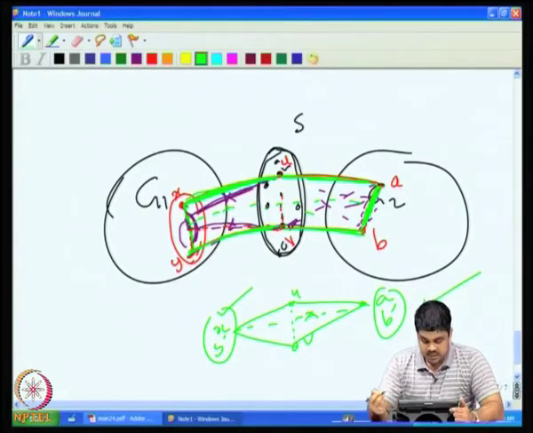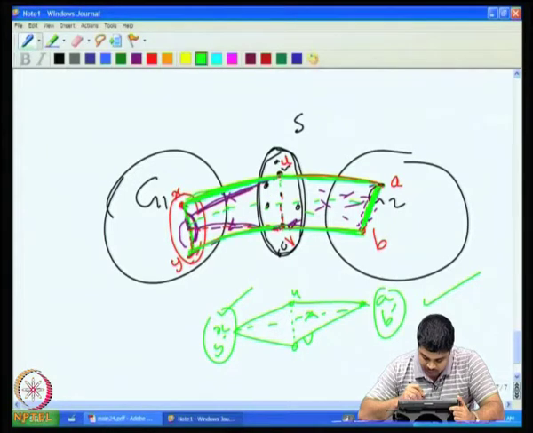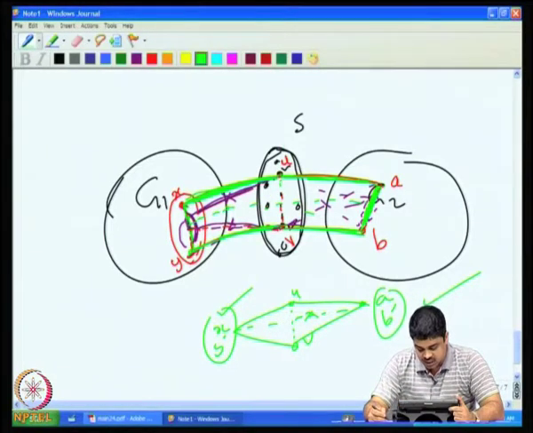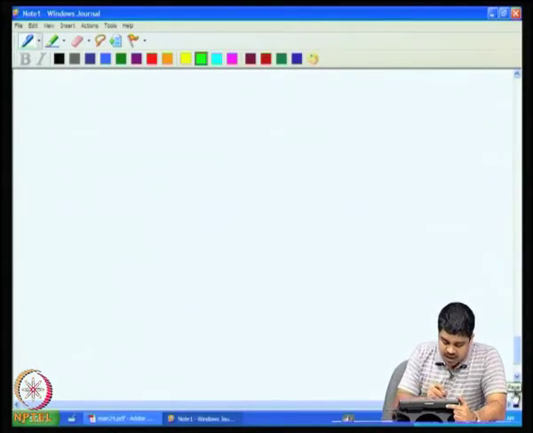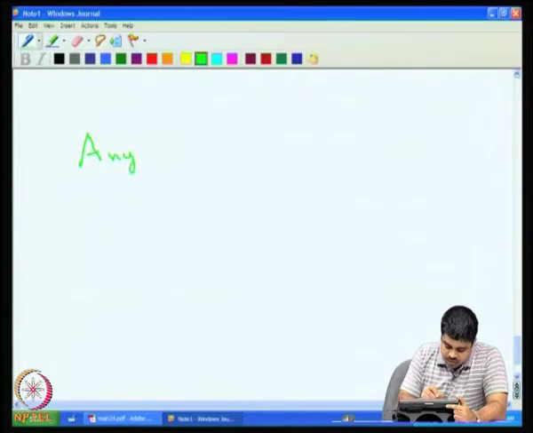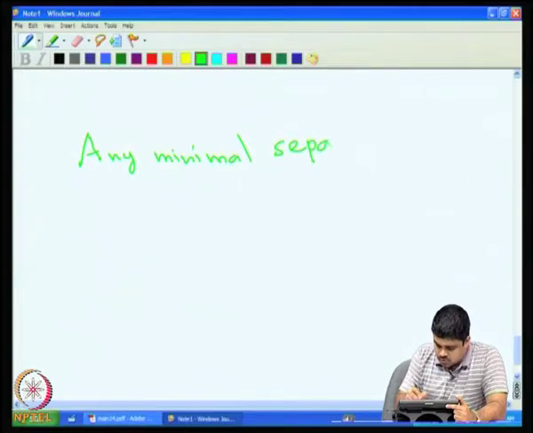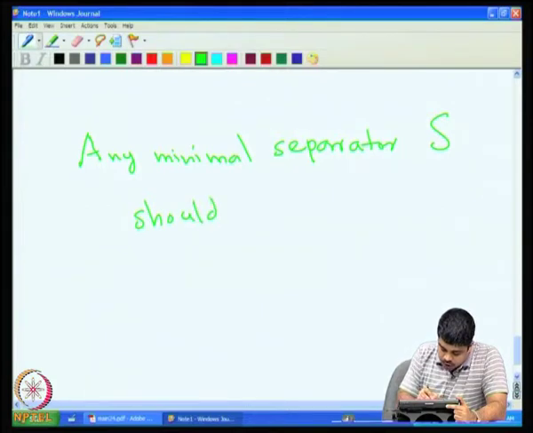So, we infer that it is not possible to have some u and v in the minimal separator S such that they are non-adjacent. Every pair of vertices in the minimal separator has to be adjacent. So, we infer that in a chordal graph, any minimal separator S should induce a clique.